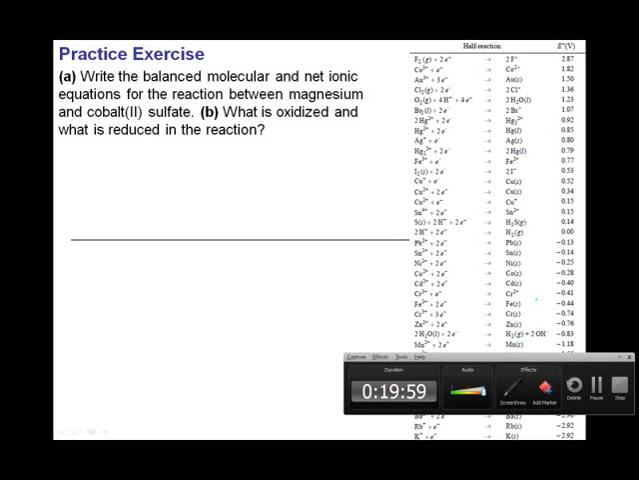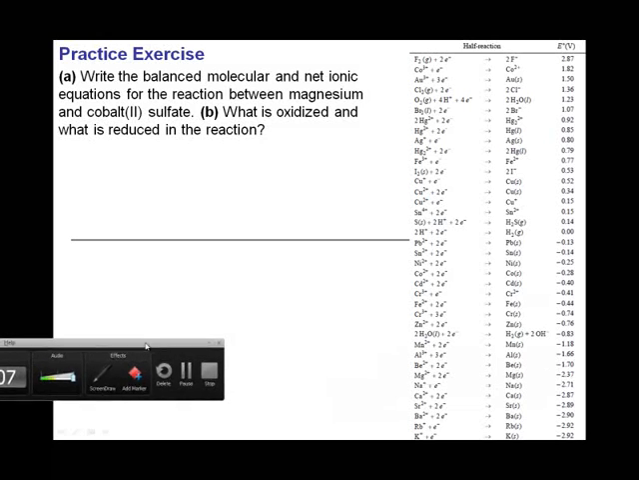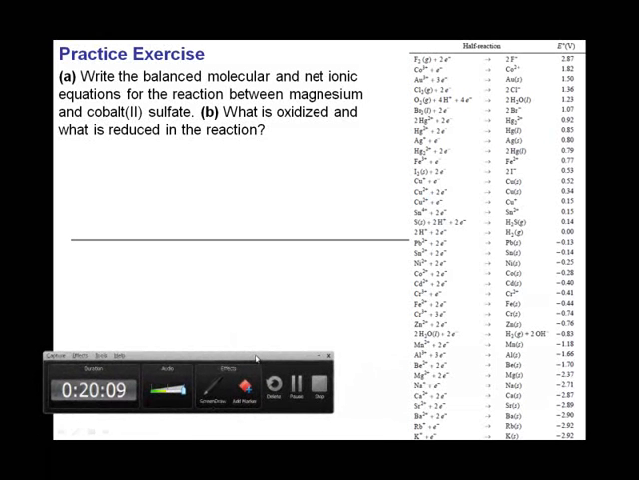Alright, write the balanced molecular and net ionic equation for the reaction between magnesium and cobalt sulfate. Okay, so one of the things we need to do is decide whether or not magnesium, so here's the equation, right? We have magnesium and cobalt 2 sulfate. Okay, so I need to look at the standard reduction potentials that are on the sheet that you have. I've got magnesium here, and it's got to be strong enough to replace cobalt +2, so that would be right here.